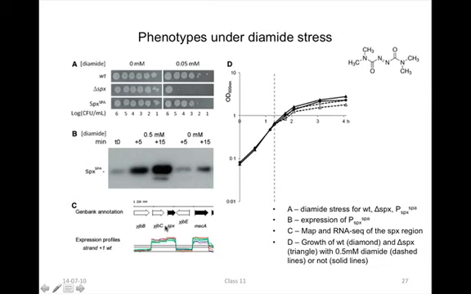Here's an expression profile. So SPX on the Bacillus chromosome is very close to the MEK-A protein, and it looks like it's co-transcribed with YJBC, whatever YJBC is. And I've got the growth curves here showing that the growth for the mutant is very close to the growth of the wild type under normal conditions.